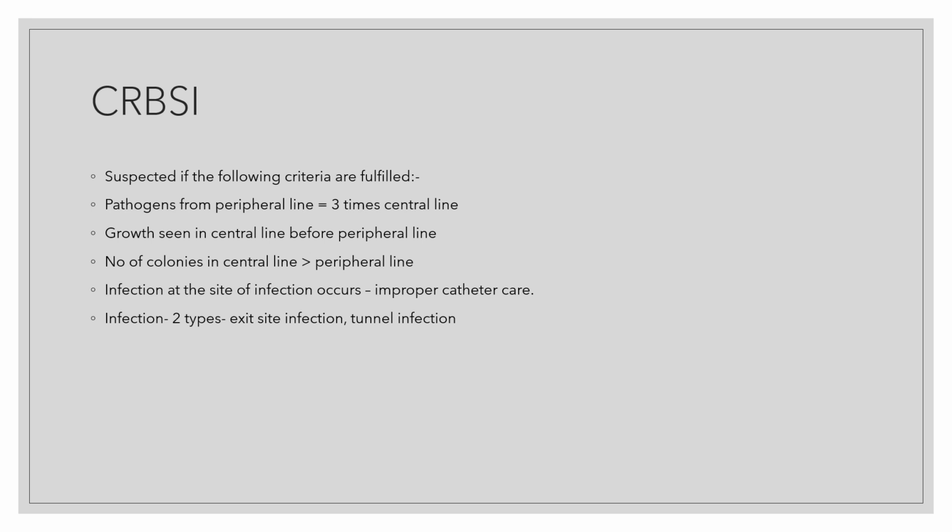When we see the tunnel infection, the inflammation would be extending from the vein to the entry site, and the area of the inflammation would be greater than 2 centimeters, and this would be associated with pain and tenderness along the subcutaneous tract, and you would see positive bacterial growth. So in exit site infection you would be seeing culture positive exudate presence, while in tunnel infection you will be seeing a positive bacterial growth.